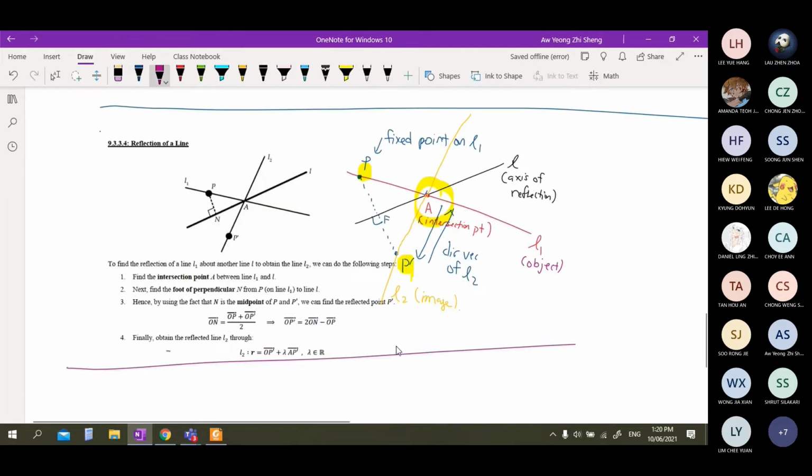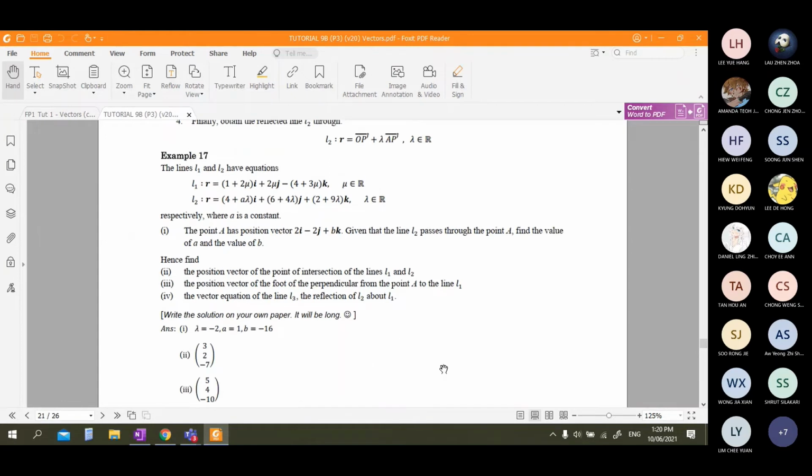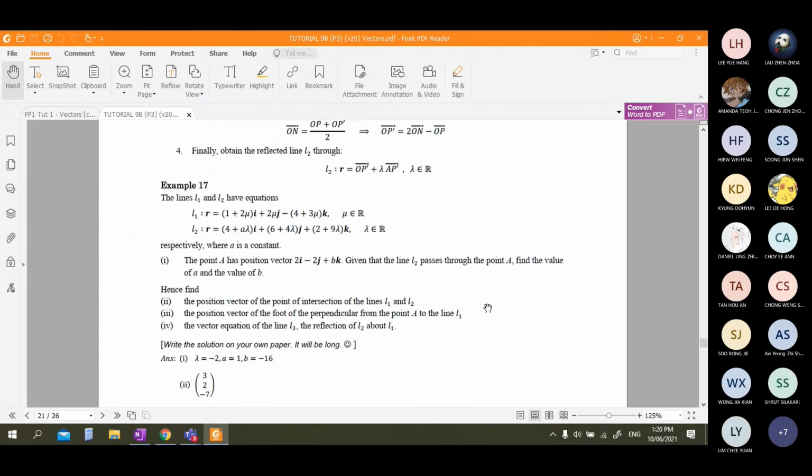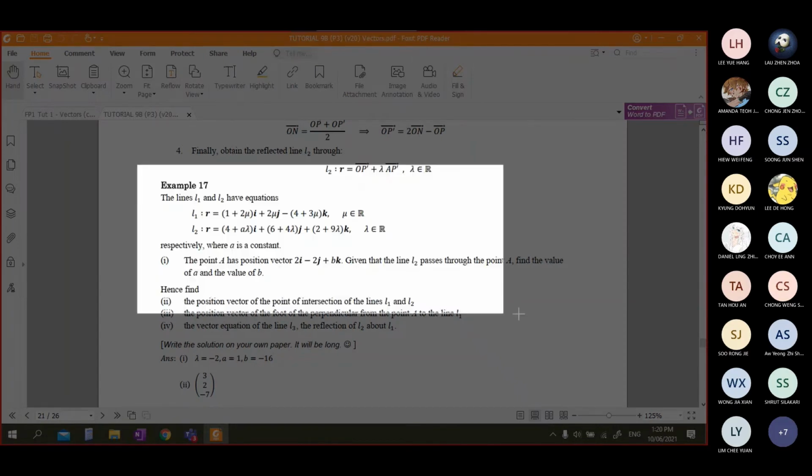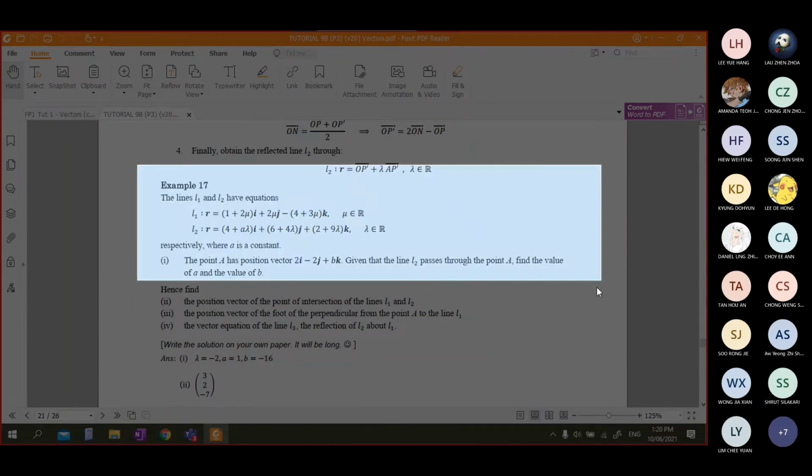Now let's start the last example, example 17, which is a very long question. You would need your own paper to jot down the answers, because I don't provide you space here.